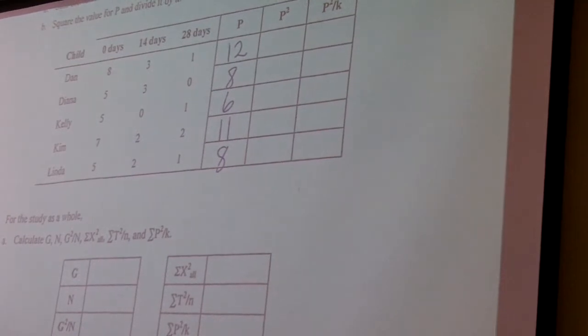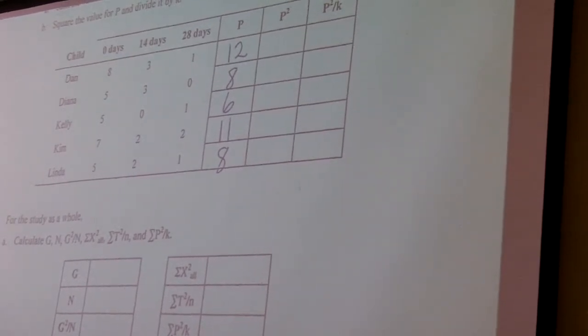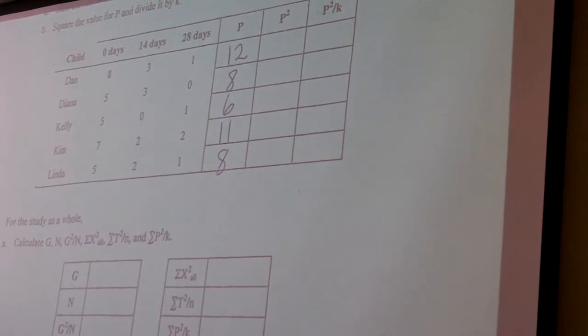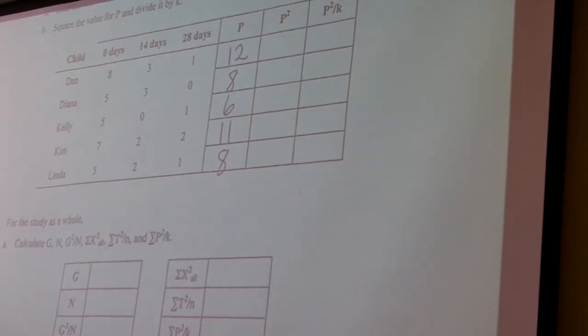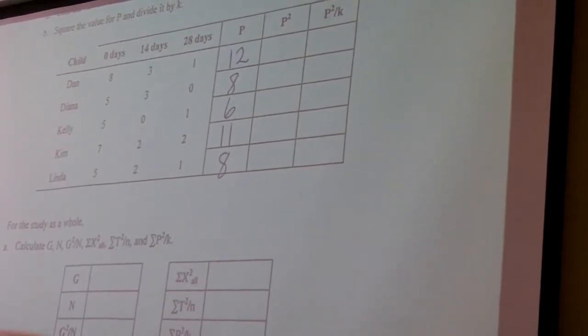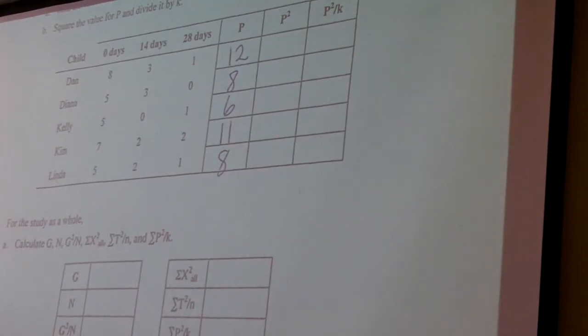So now we're going to square our sum. We're going to get P squared for everybody, and then we're going to divide that P squared by K. And K in this case is what? 3, right? 3 conditions. 0 days, 14 days, 28 days.